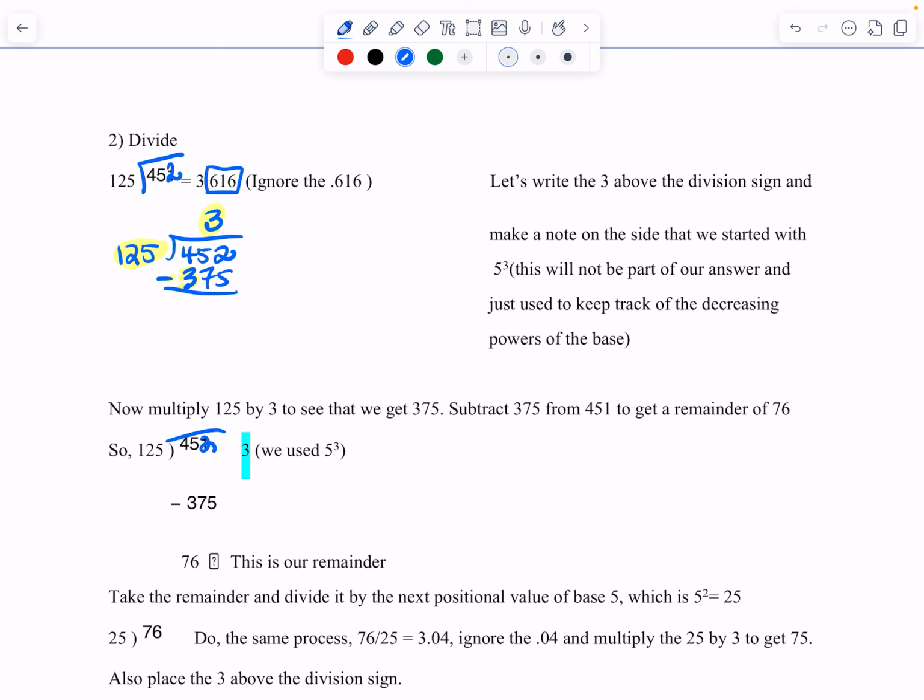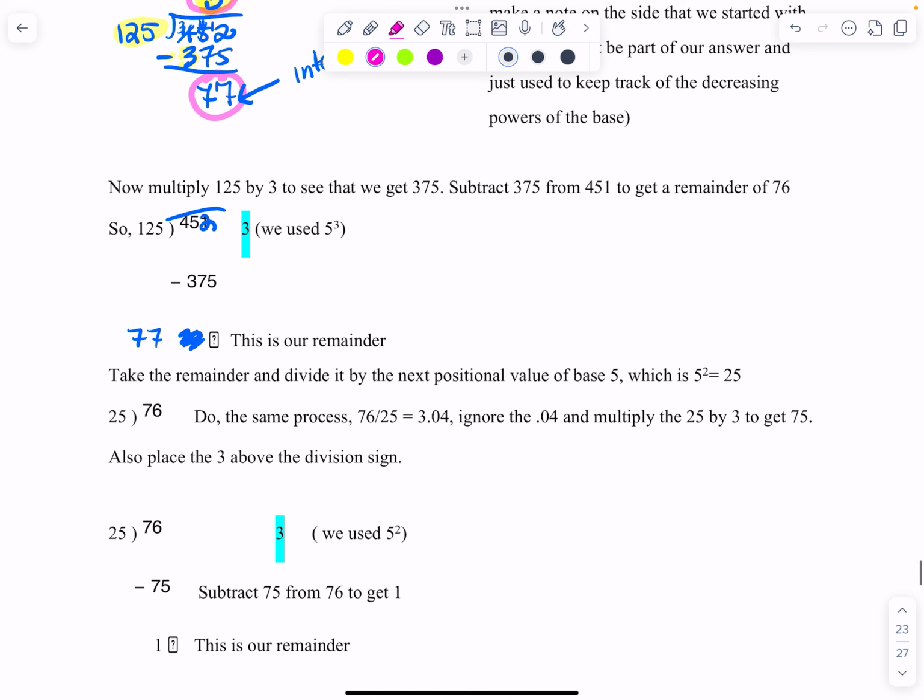So let's do that. I get 5, 4, 3. So this becomes 7 here and a 7 here. So our remainder is 77, and that's what I'm interested in. So there's two pieces that I'm interested in. I'm interested in the 3, which I'll put pink around that, and now I'm interested in the remainder. Okay? So what I'm going to do now is I'm going to take that remainder of 77.